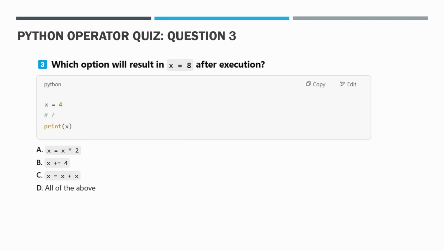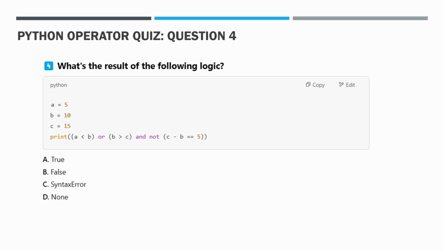The third question is, which option will result in x equal to 8 after execution? The first line of our code block is x equal to 4. The next line is what you have to tell us. And then I'll print the value of x, right? So will it be x equal to x into 2, or x plus equal to 4, or x equal to x plus x, or D, all of the above are correct.